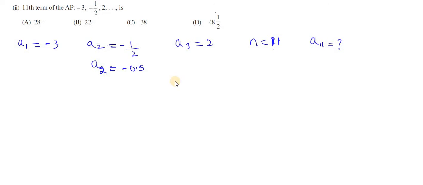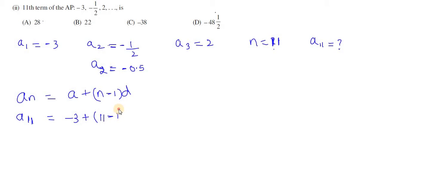A11 is equal to what? We need to find. Then An is equal to a plus (n minus 1) into d. We know the formula. So write A11 as it is: A11 is equal to the A value minus 3 plus (n minus 1), what is n? 11, so 11 minus 1, into d. Where is d? We need to find d. So d is equal to A2 minus A1.